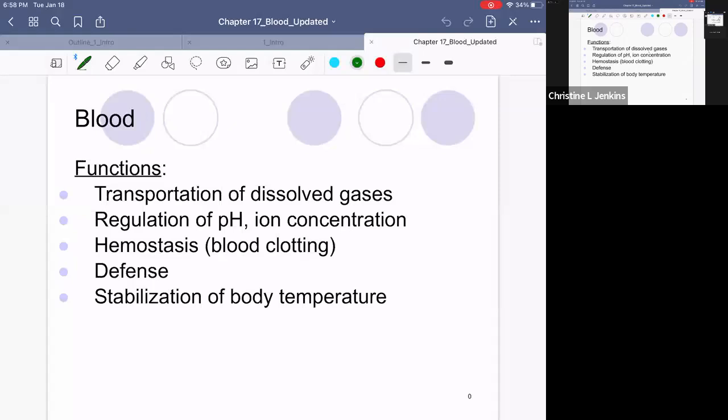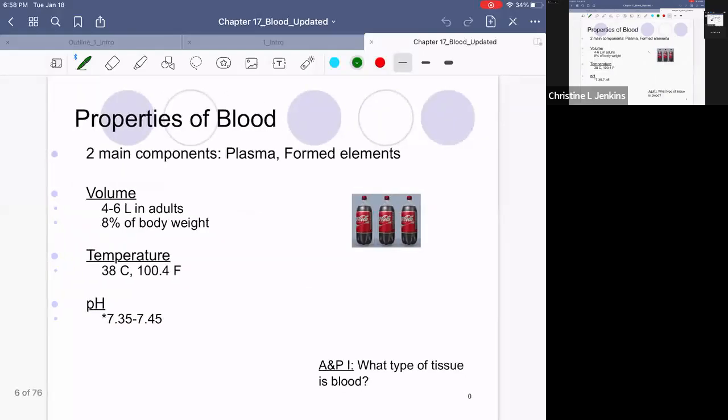I typically have no problem projecting. All right, we are going to talk about the components of blood, red blood cells, white blood cells, and platelets. But that's not good enough, because there are also some really important properties.